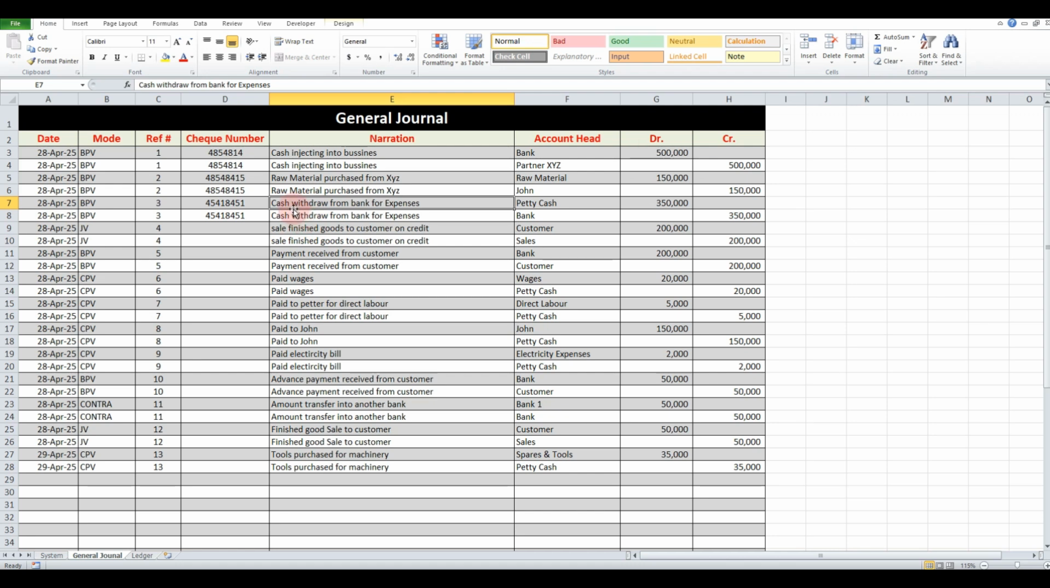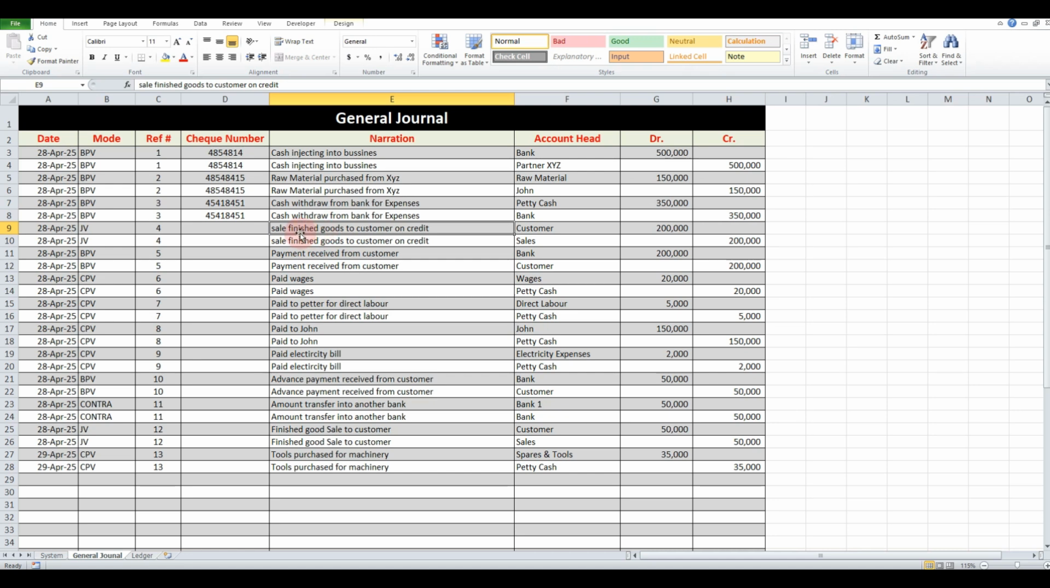Now the third entry shows cash withdrawn from bank for expenses. Petty cash is debited, it's a current asset account. On the other hand, when the asset decreases, it will be credited. When an asset increases, it will be debited. When an asset decreases, it will be credited.